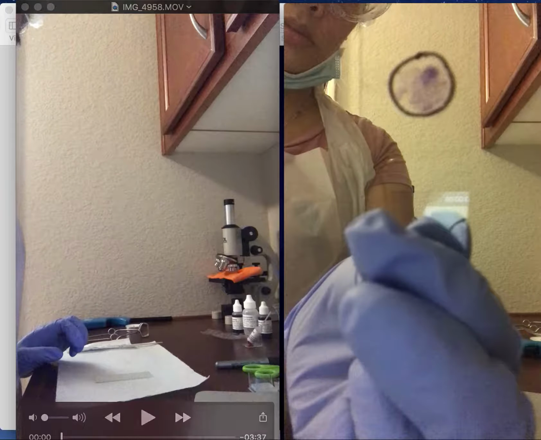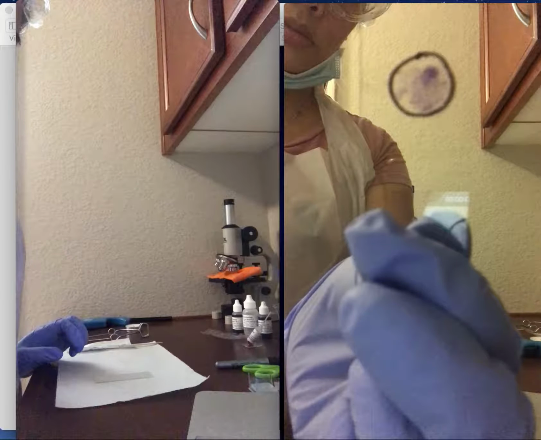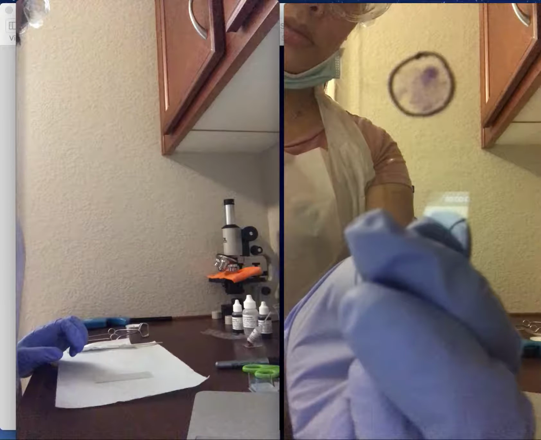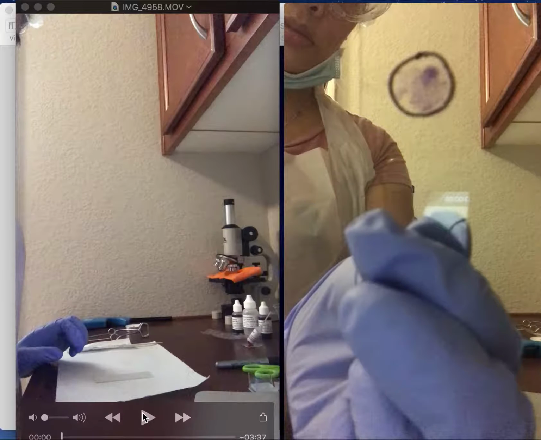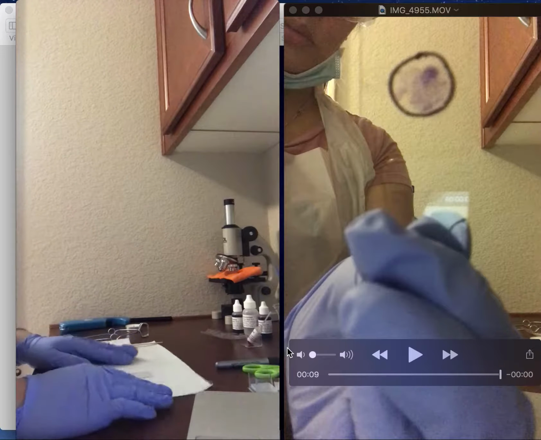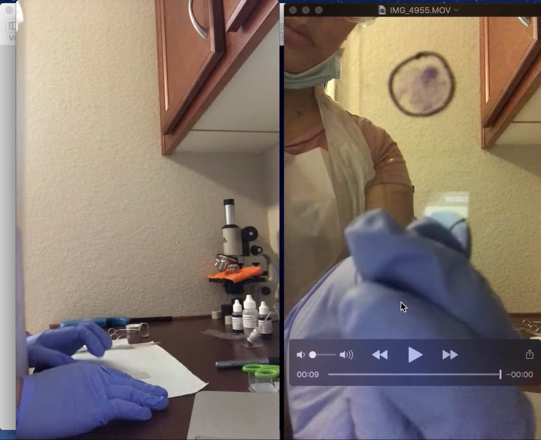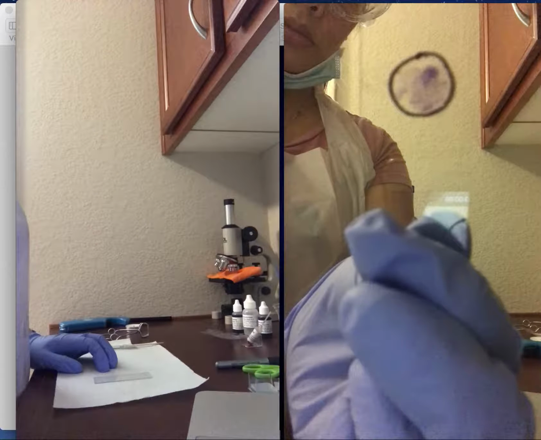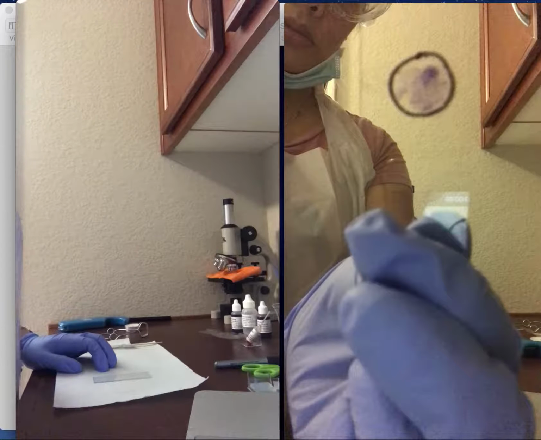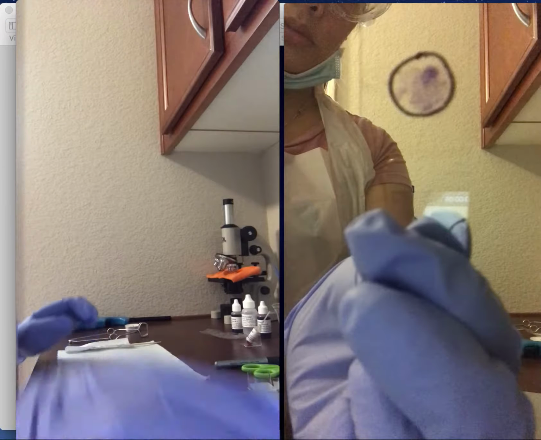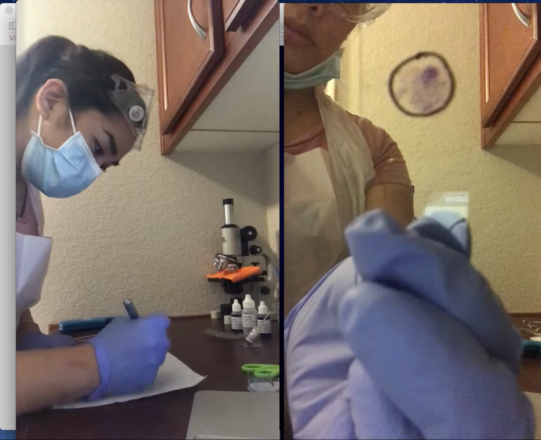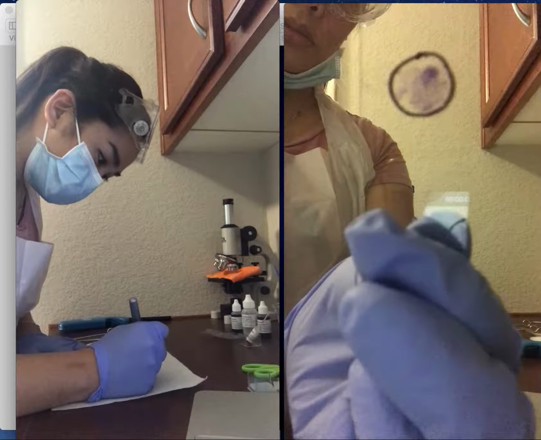Next, we have our indirect stain. So once again, we get a blank slide and label it 2 negative M, 2 meaning second slide, negative, and M for mouth.